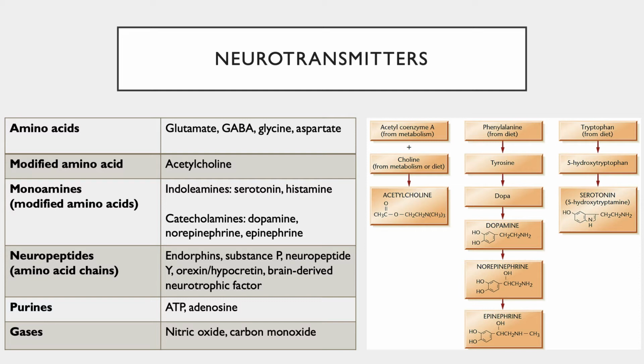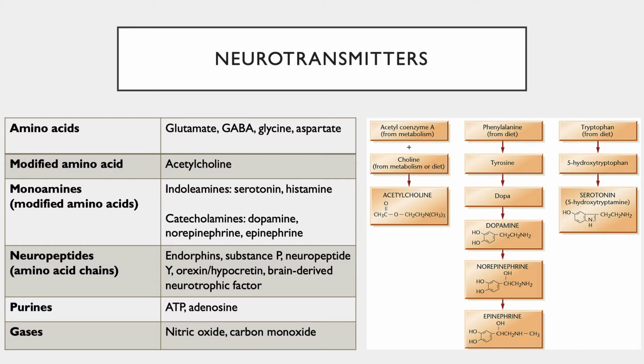It starts with phenylalanine, which you get through diet. It converts to tyrosine, which converts to dopa, which you may have heard of referred to as L-dopa. Dopa then converts into dopamine, which converts into norepinephrine, which converts into epinephrine. In contrast, serotonin is created from tryptophan, which you also get from your diet.